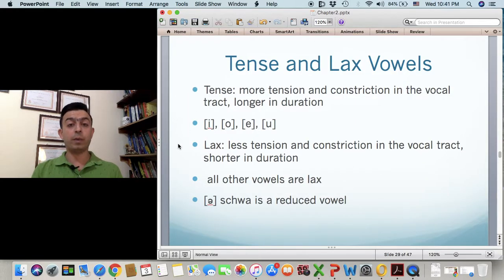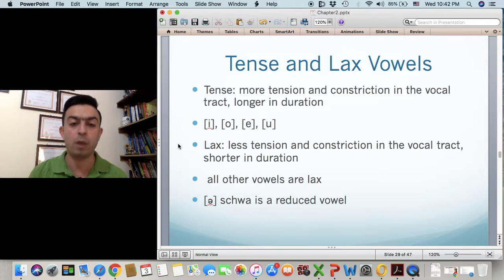Also, another thing that we can use in defining vowels, we have two kinds of vowels, tense and lax, kind of strong and weak vowels. So tense, they have more tension and constriction in the vocal tract, and they are longer in duration, like longer vowels. We kind of last longer when we say them, like E. So basically, I can just take forever, like until I'm out of breath when I say the E, oo, A, oo, oo, right? And lax vowels, they have less tension and constriction in the vocal tract and are shorter in duration. They are all the other vowels.